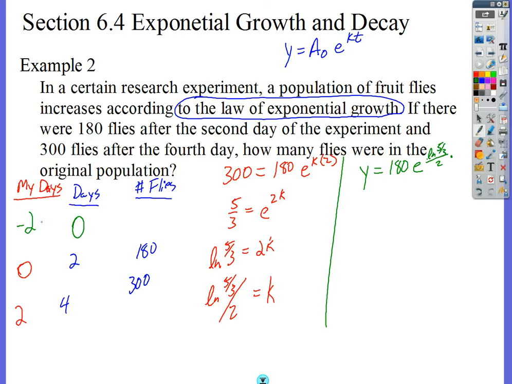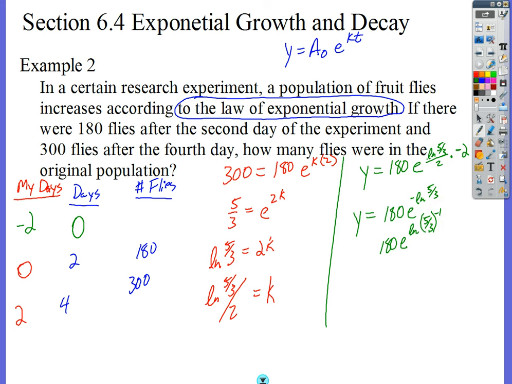So now when I do this, my days I'm going to put in here is my days of -2. Okay, so now I just simply go through the process of solving. 180 e to the natural log of -5/3. And just so you know, this negative on the outside now becomes an exponent. So this is really equal to 180 e to the natural log of 5/3 to the -1.